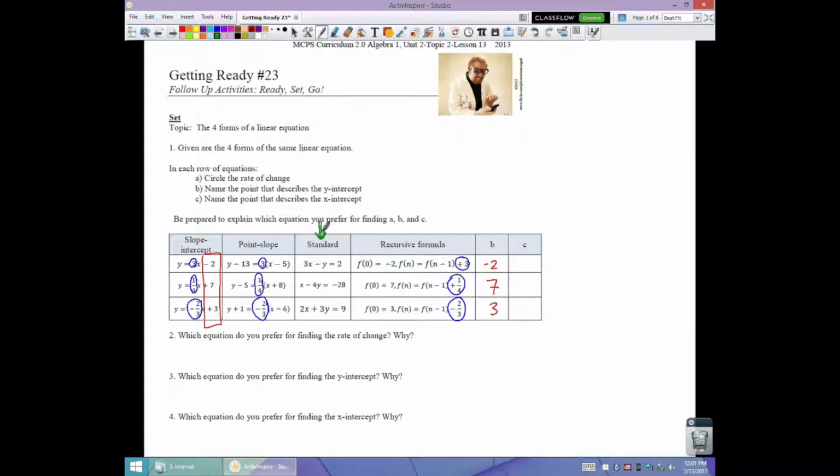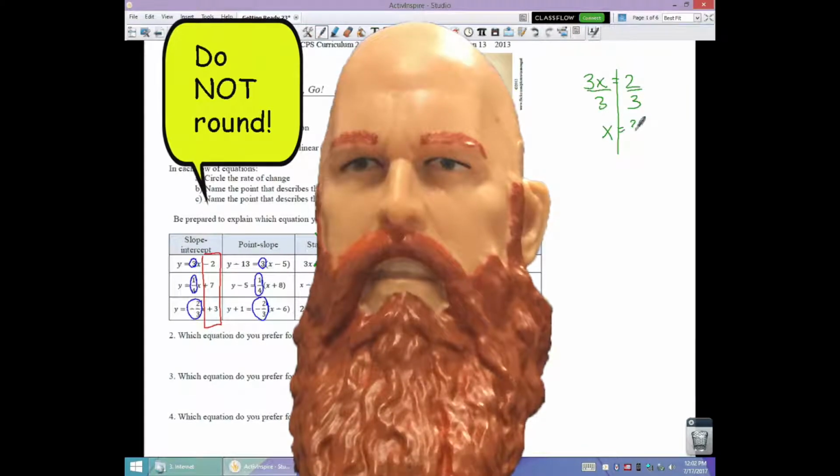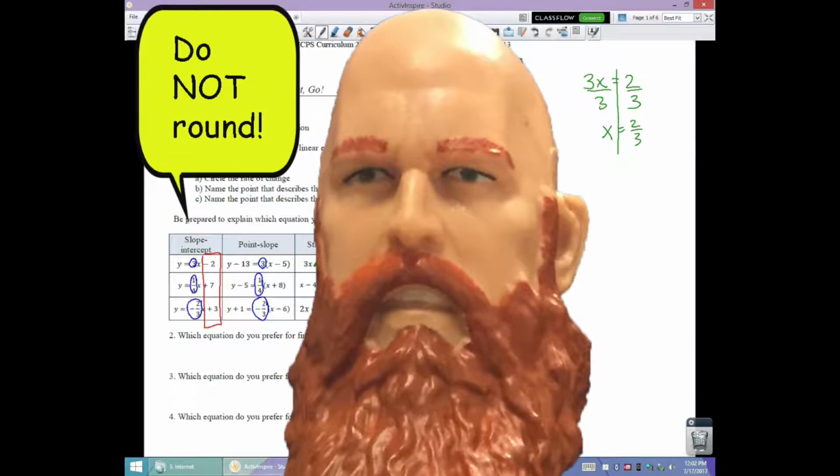Okay? In standard form, if we are substituting 0 for the y value, what that really does is just takes that whole term and makes it go away. It became 0. So then I'm solving just a one-step equation. Since I'm left with 3x equals 2, I solve that by dividing by 3. X is 2/3. That's your x-intercept.